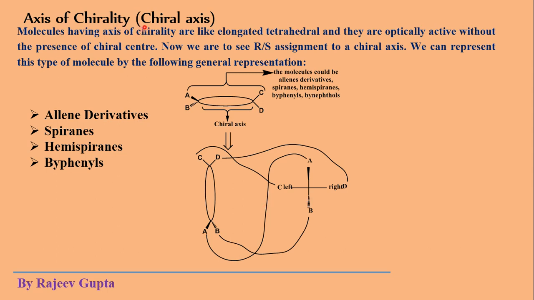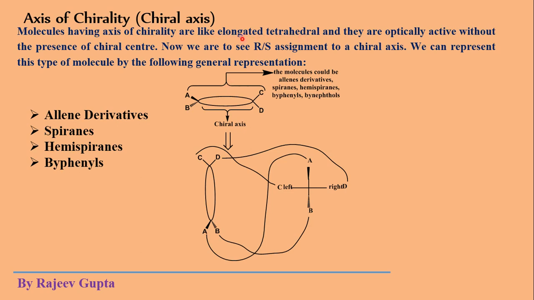Axis of chirality or chiral axis. In a previous lecture we took chiral center, where we assign RS nomenclature to that system. Here we will assign RS system to this chiral axis. So molecules which have chiral axis are like elongated tetrahedral.